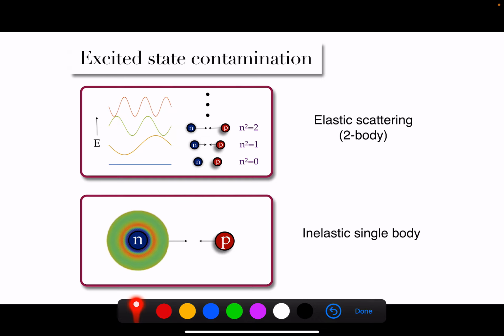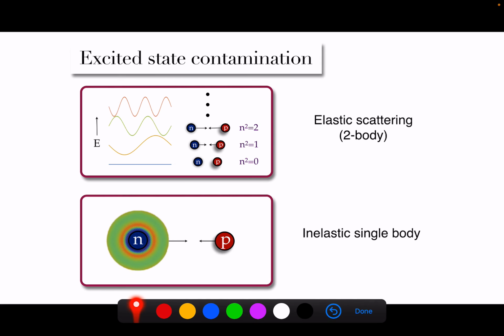And then the second type of excited state contamination is just the excited state of a single nucleon. So rather than just having a nucleon scattering with a proton, we can have an excited state of a nucleon scattering with a proton. We can also have an excited state of a proton interacting with a ground state neutron or an excited state neutron, etc. So there's a whole tower of these states.